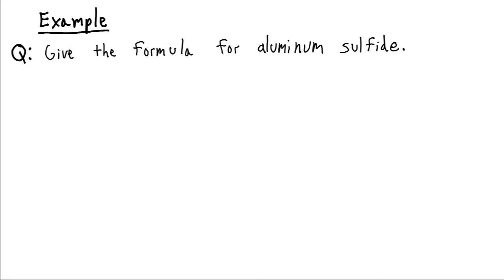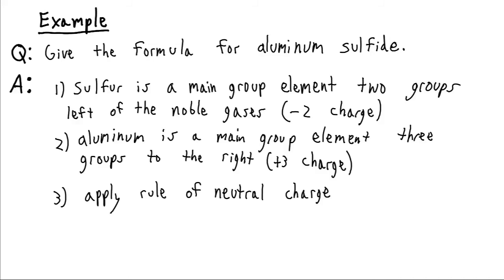Well, let's say that someone was giving us a sample of aluminum sulfide. What is the ratio of the aluminum atoms to the sulfur atoms? Well, to interpret this, first of all, let's consider the sulfur from the sulfide. So that's a main group element over on the right side of the periodic table, and it's 2 groups left of the noble gases. So that means it would like to pick up 2 electrons to reach that noble gas configuration. So it will have a -2 ion associated with it.